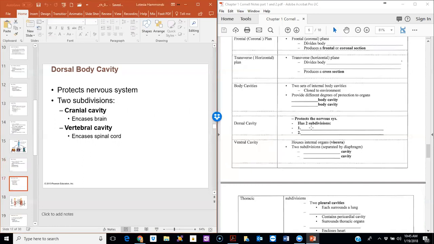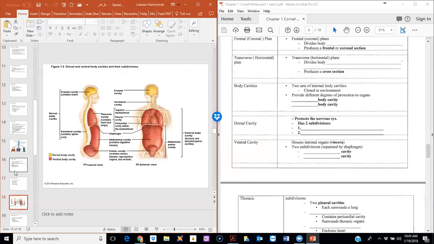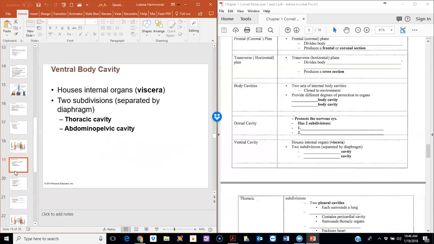The dorsal cavity protects the nervous system specifically. It also has two subdivisions. The first is the cranial cavity, which encases the brain. Second is the vertebral cavity, which encases the spinal cord. On this diagram, which you will see both in lab and in lecture, it gives you the locations of the dorsal body cavity as a whole, and then the ventral body cavity as a whole. And as you go through each one of those cavities, it shows you the sub-cavities located within.